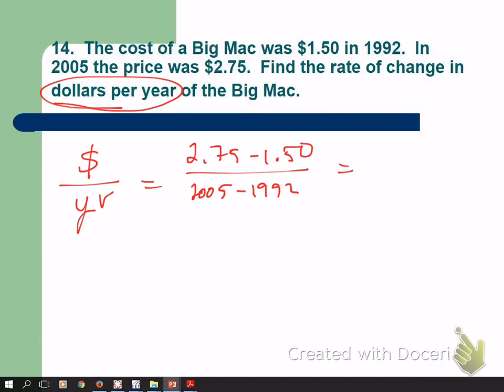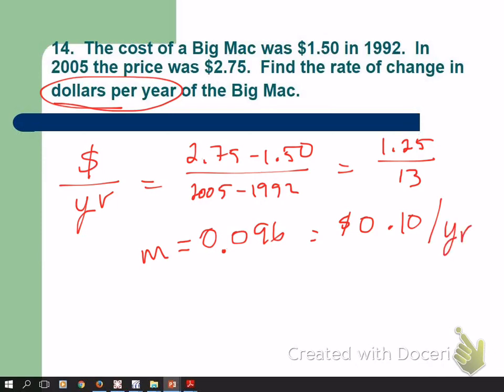Well, the price change has been $1.25. If I subtract those, you get $1.25. The time change, 2005 to 1992, is 13 years. Okay? And when you divide that out, your rate of change is 0.096. But remember, we're talking about money, so we can round this to 0.10, which means that the price has been changing 10 cents per year. Okay?